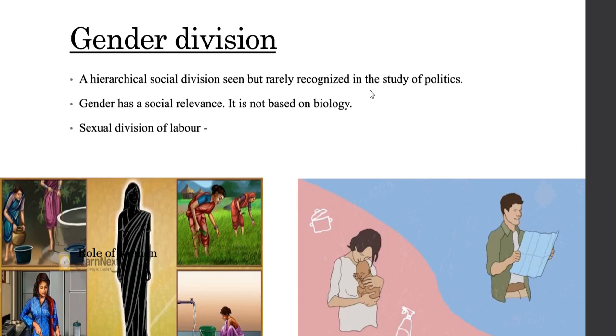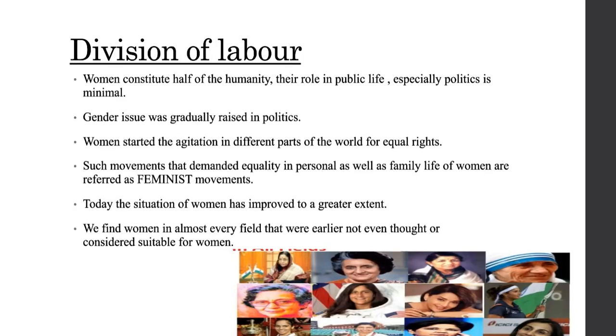And the result of this division of labor is that though women constitute half of humanity, their role in public life, especially in politics, is minimal. Earlier, only men were allowed to participate in public affairs, vote, and contest for public offices. Gradually, the gender issue was raised in politics, and women in different parts of the world started agitating for their rights. Such movements that demanded equality in personal as well as family life of women are referred to as feminist movements.